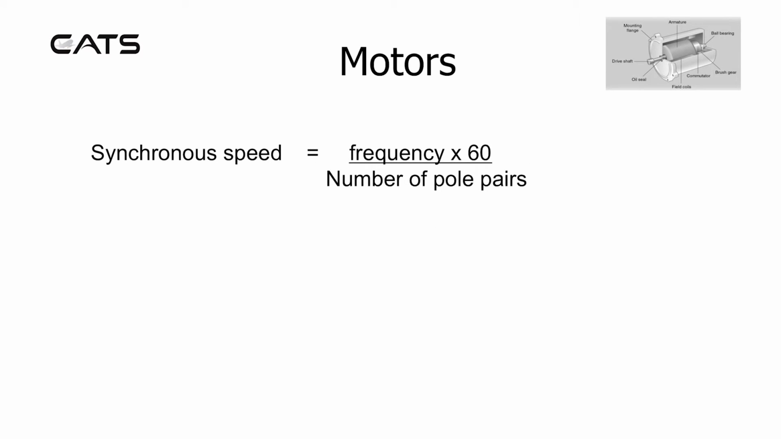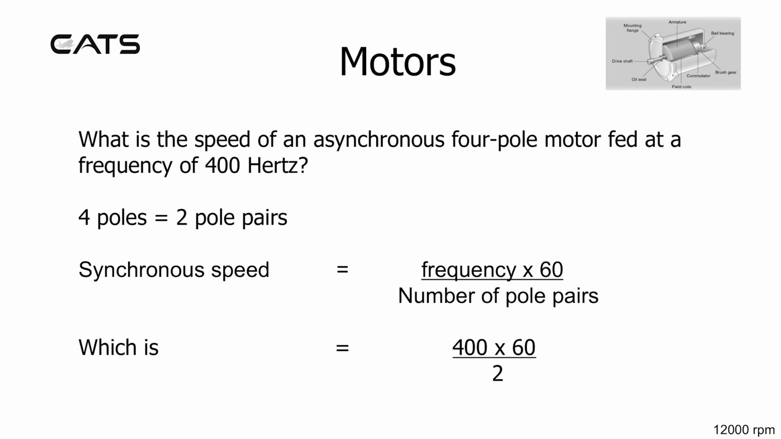There's a formula for synchronous speed for motors. Synchronous speed equals frequency multiplied by 60 divided by the number of pole pairs. So for example, what is the speed of an asynchronous 4-pole motor fed at a frequency of 400 Hz? 4 poles means 2 pole pairs. So the formula would be 400, the frequency, multiplied by 60 divided by 2, which is 12,000 RPM.